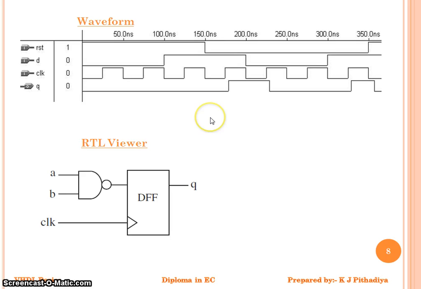Now the waveform of the D flip-flop. Here you can see the reset, D and clock, these three are inputs and one output, which is Q. We can see the waveform. Whenever the reset pin is high, even though the clock is there, we are not getting any output. But whenever the reset pin goes low, whatever the input of D is, that will be transferred to Q whenever the clock changes from 0 to 1. After that the RTL viewer has been shown. The RTL viewer is perfectly done. A and B go into the AND gate, and then the clock and D go to the D flip-flop as inputs, and Q is the output.